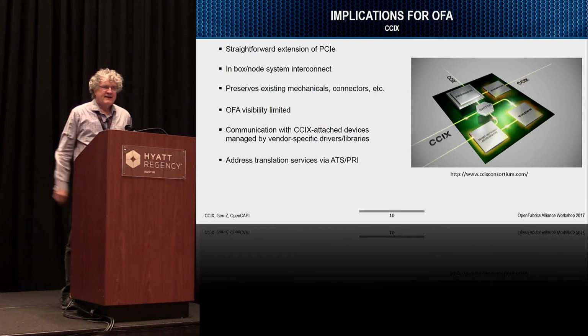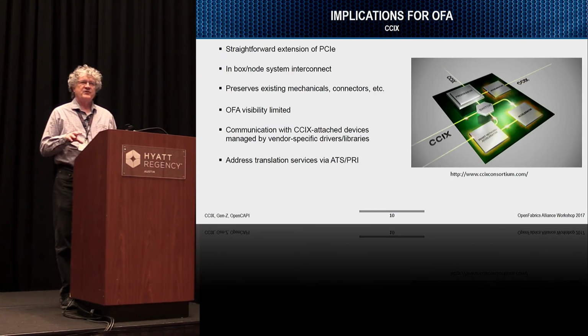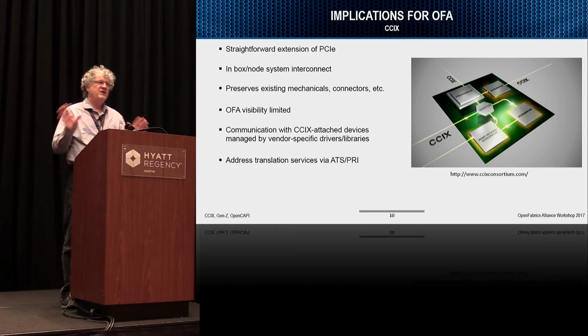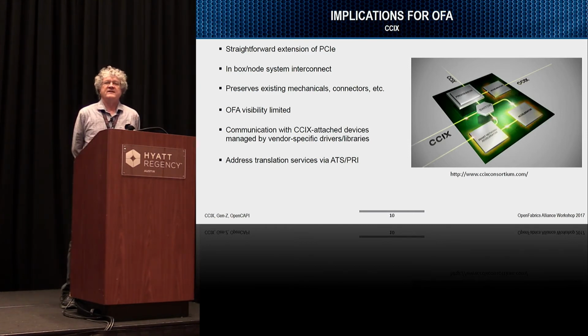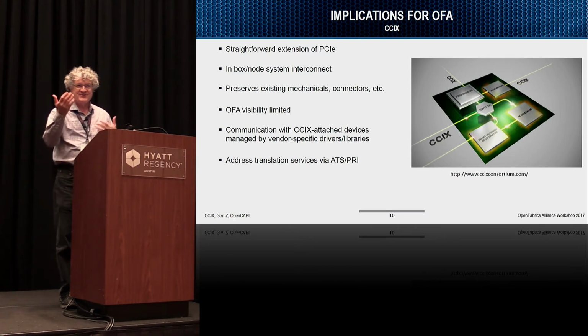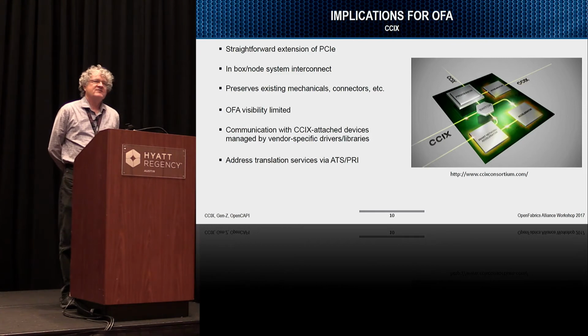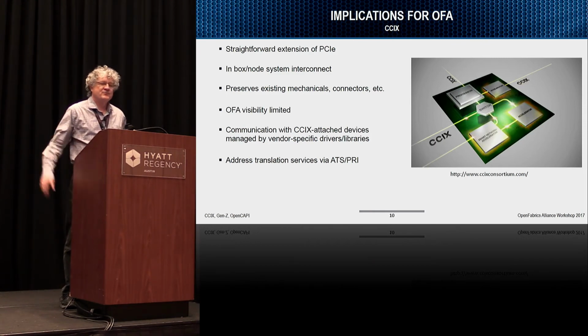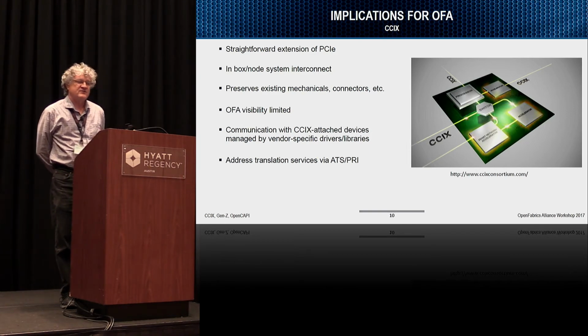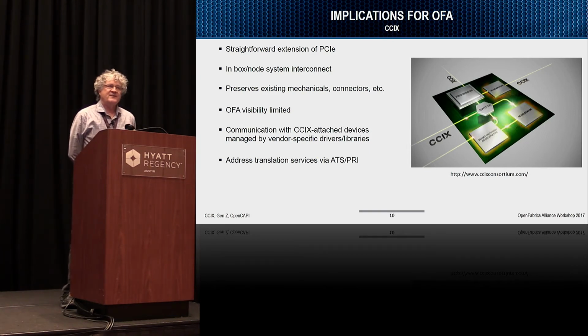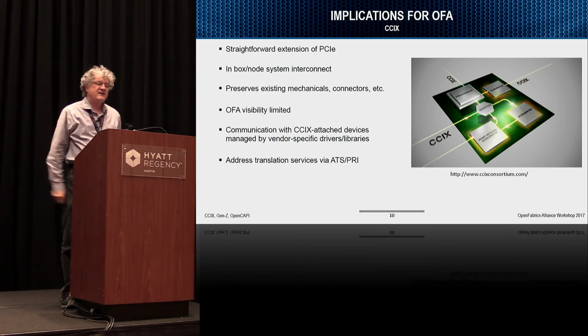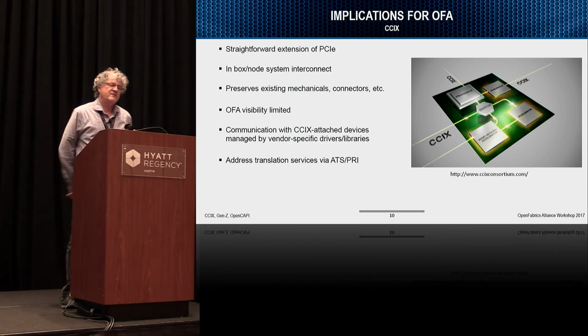So now I want to discuss some of the implications for the OFA. And I admit I do not have perfect insight into this, and so I also want to solicit interaction, feedback and understanding from OFA members who will be involved in this to get the general view as well. I see CCIX as being a straightforward extension of PCIe. It's going to be an in-the-box node system interconnect, and it preserves existing mechanicals. We already went over that.